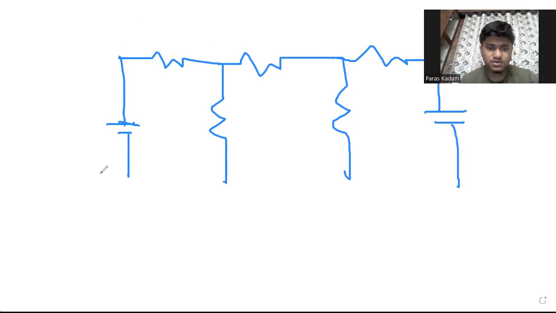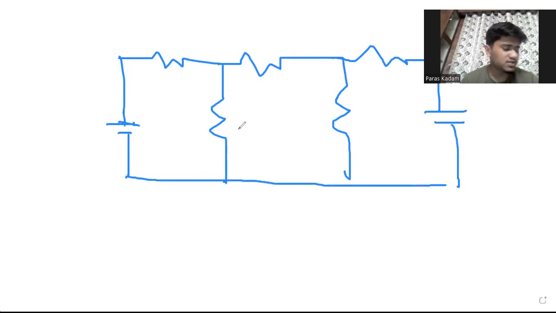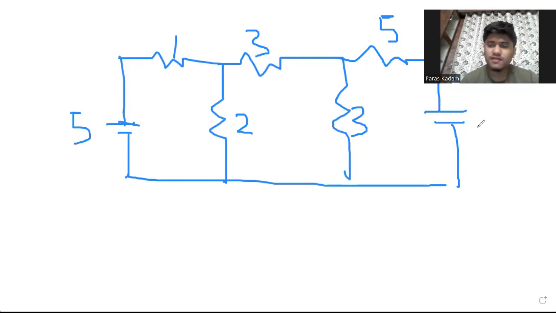In this diagram we can see there are 3 meshes, so we will solve for each. Here the value is 2, here the value is 3, here it is 1, here it is 3, and here it is 5. Here it is also 5, and here it is 10.